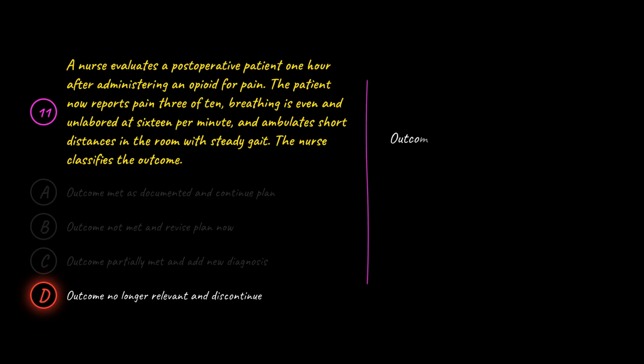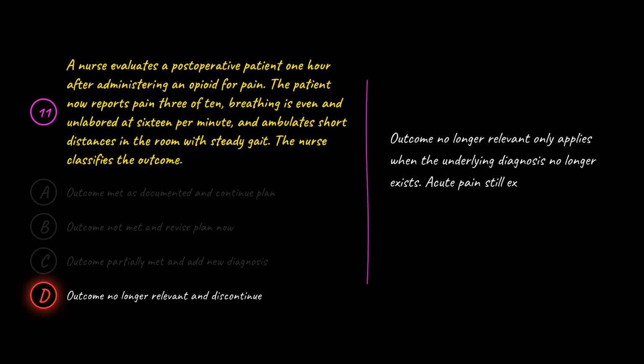D is wrong because outcome no longer relevant only applies when the underlying diagnosis no longer exists. Acute pain still exists at 3 of 10, so continuing reassessment of the same outcome remains appropriate going forward.